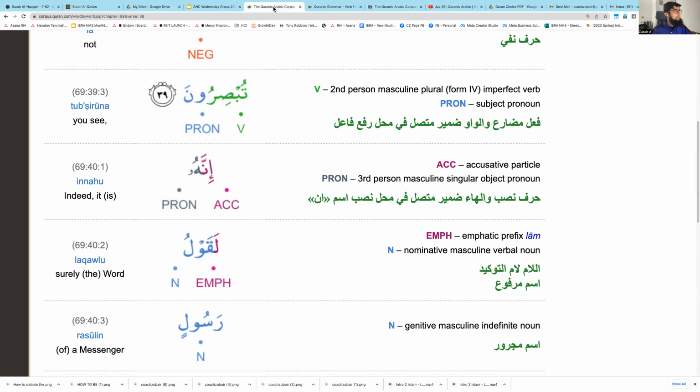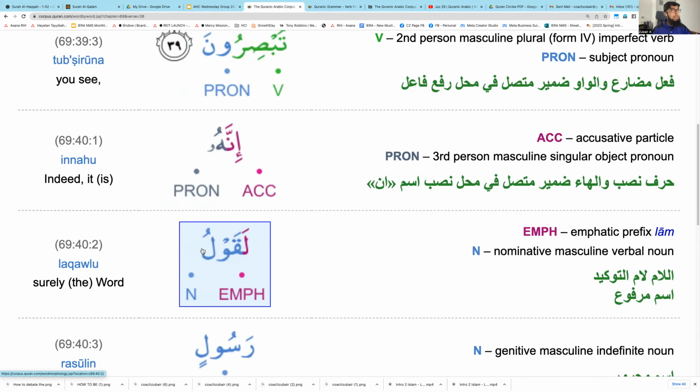Okay, where did it go? Laqawlu. Also, this la, guys, we talked about it several times last time. What is la? Lam fatha, la is lam al-ta'keed, which means surely. For our purposes, if you don't know it's called lam al-ta'keed, no problem. What's important is for you to see la means surely. If you're using the corpus, vocabulary or glossary, they will use EMPH for emphasis, and you will see that for other verbs as well.